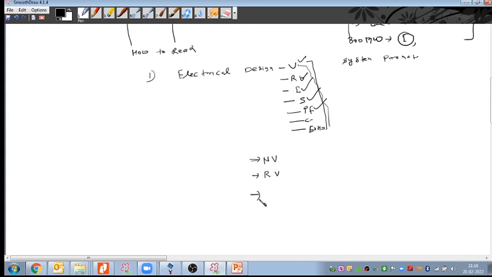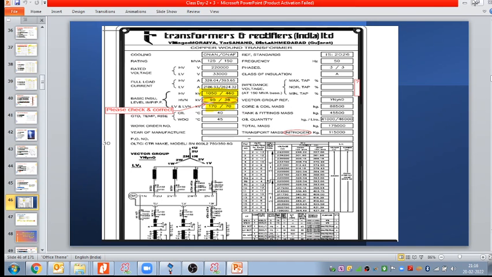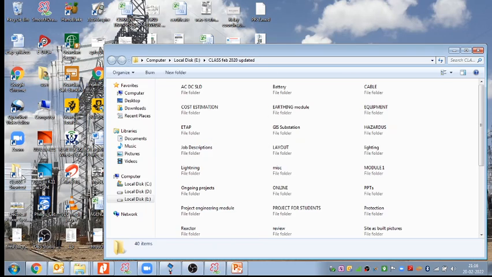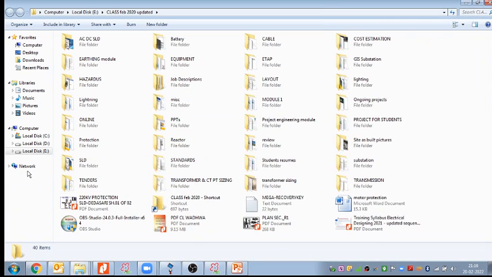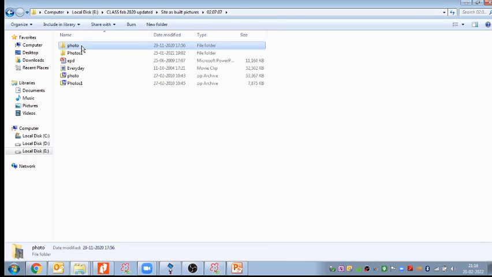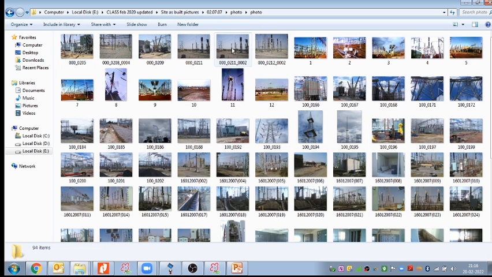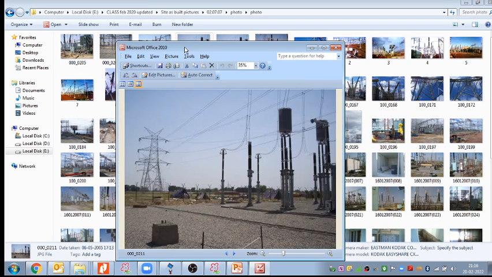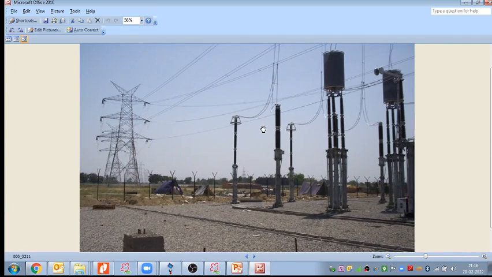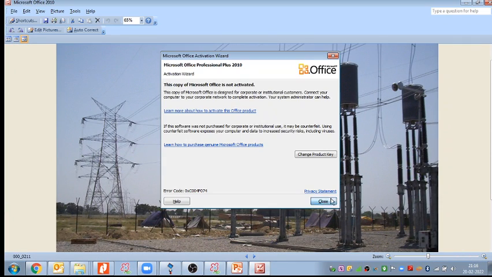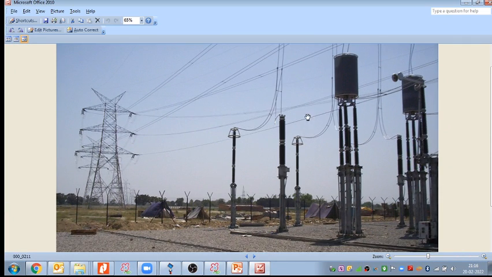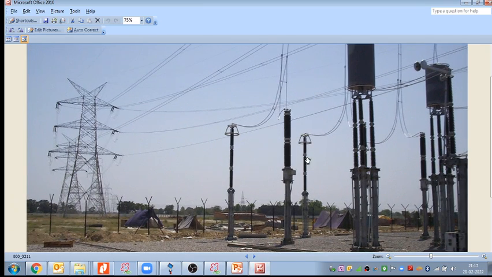Now let me take one equipment, a site picture. Please try to connect with me, otherwise you will skip the concept. Let me take one equipment, suppose this LA or the CVT. The nominal voltage and rated voltage we have discussed, and that is clear in simple language.